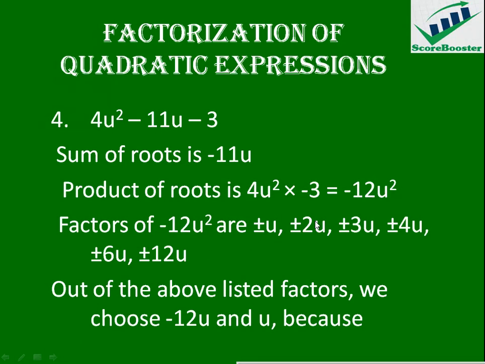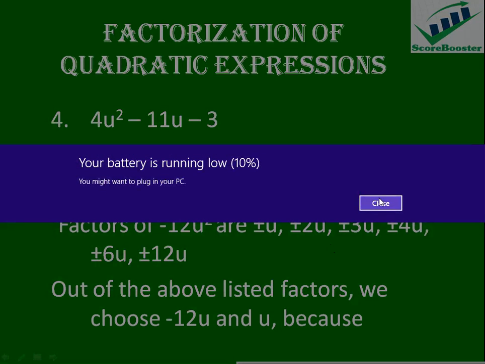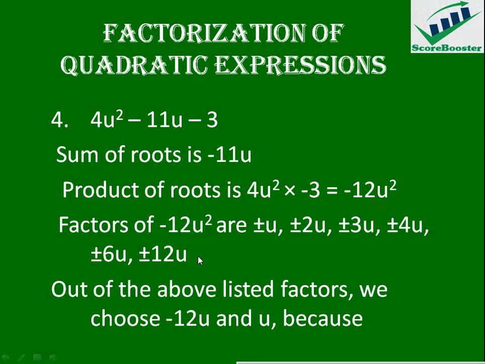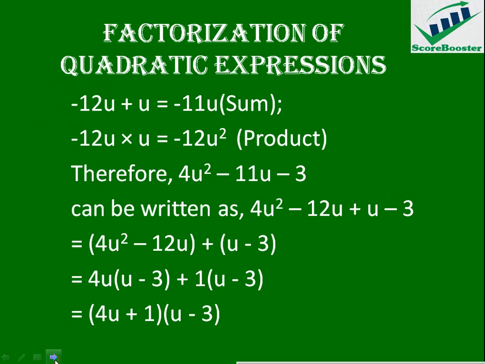So out of these factors you have, these factors are also 12 in number because you have plus u, minus u, plus 2u, minus 2u, plus 3u, minus 3u, plus 4u, minus 4u, plus 6u, minus 6u, plus 12u, minus 12u. So out of the above listed factors, we choose minus 12u and u, because if you add minus 12u to u, you have minus 11u, and if you multiply minus 12u and u, you have minus 12u squared.